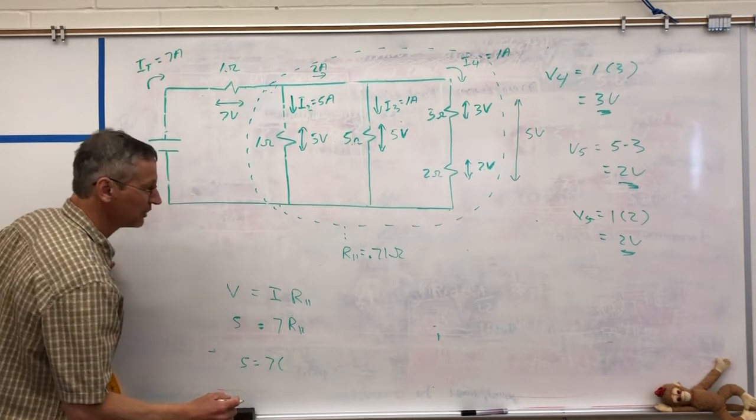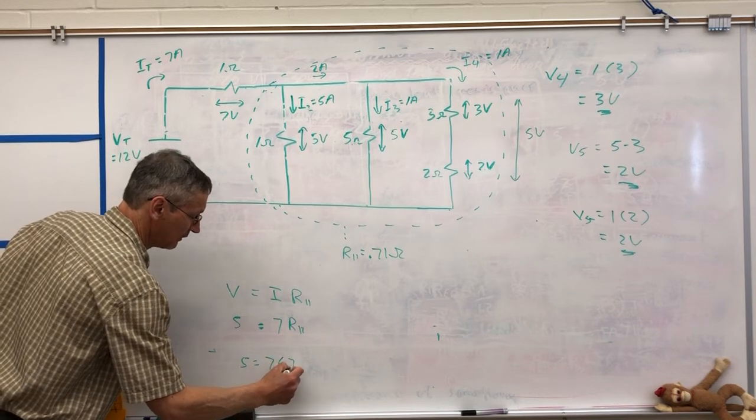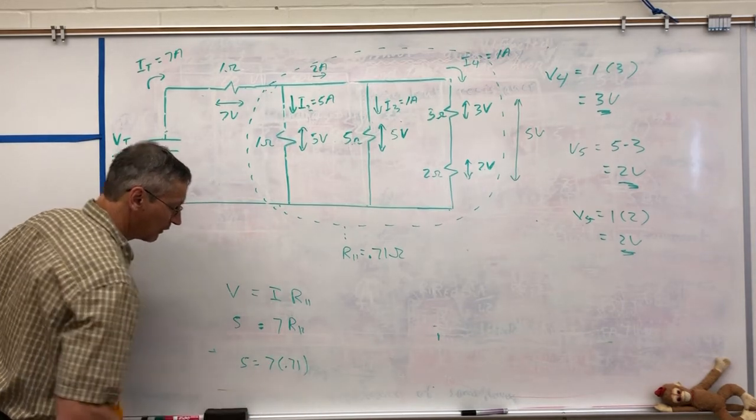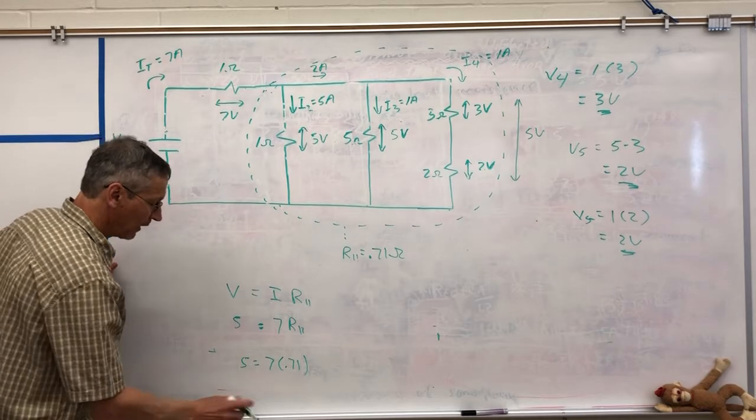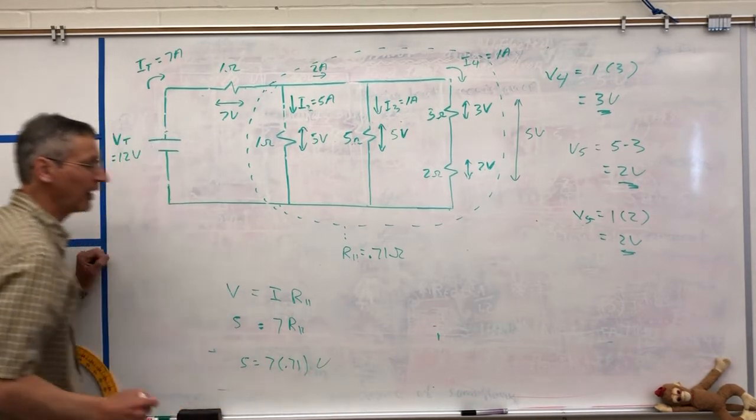And if you actually make the substitution, R parallel is equal to 0.71. I'm not sure what that works out to, but it is pretty darn close to 5, which is good.